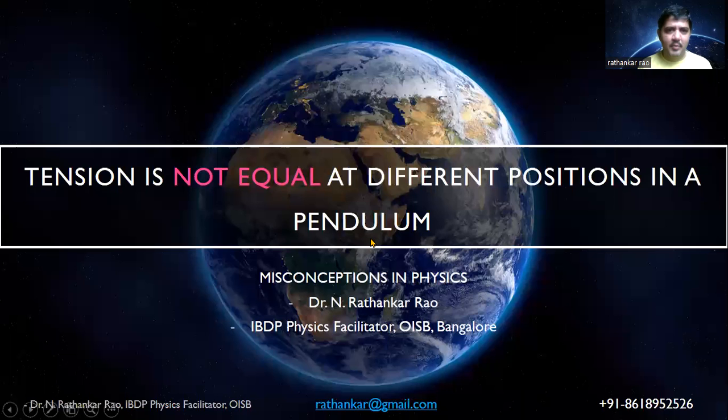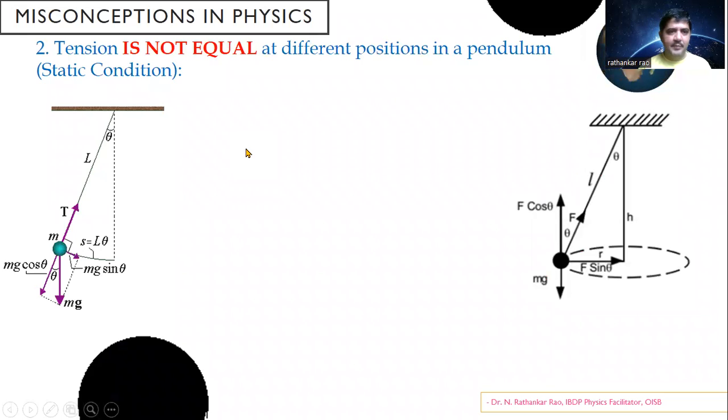Now, let us look at one more. Tension is not equal at different positions in a pendulum. Wow. Here you have a pendulum of mass m connected to a string. As the pendulum swings, you observe the tension is not going to be a constant. Here it will be something, and when it comes here, it will be something else, and here something else again. Have you realized this? No. Okay, let us see that.